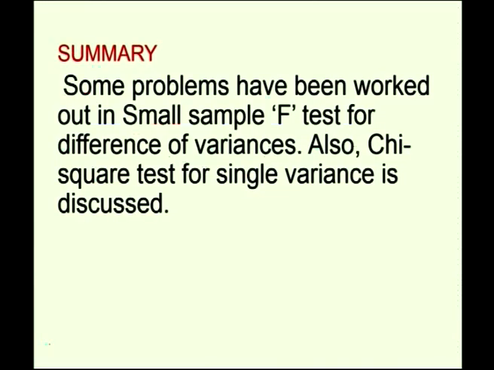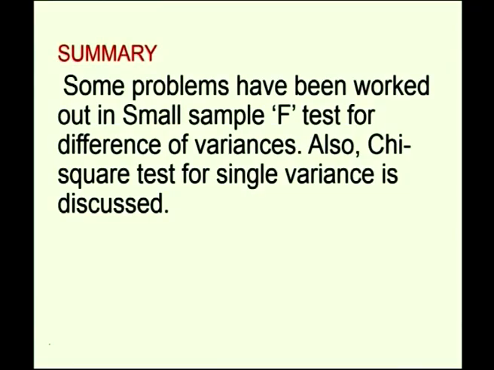In this session some problems have been worked out in small sample tests, that is the F test for testing difference of variances. A problem has been worked out where the sample variance and size are directly given, and another problem where the values are not given directly, where you have to calculate capital S1 square and capital S2 square and accordingly use the F formula. And then the chi-square test is also discussed.